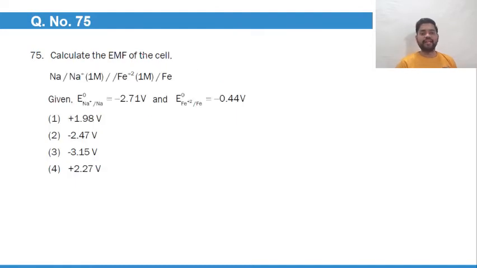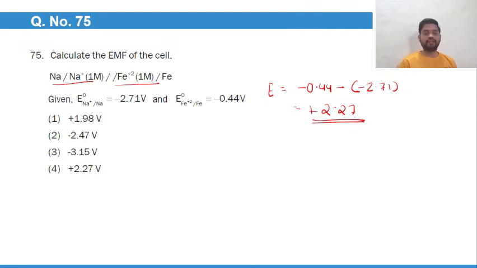75. Calculate EMF of the cell of this thing. Standard reduction potential is given. We know that EMF of a cell is equal to what? Cathode minus anode, or right hand side minus left hand side. So this is right hand side, this is left hand side. So right hand side value is minus 0.44, minus of minus 2.71. So if you do this, you will get the value as 2.27, positive 2.27. So 75, option number 4 will be the right answer.